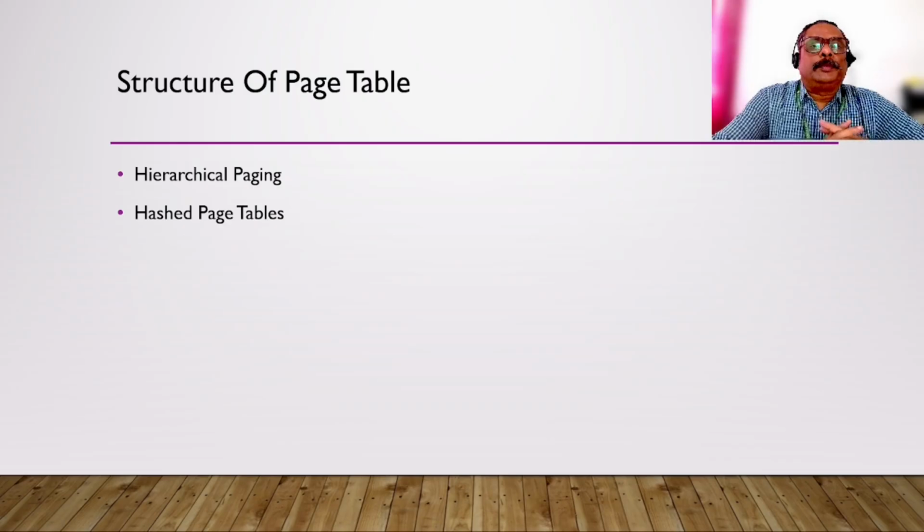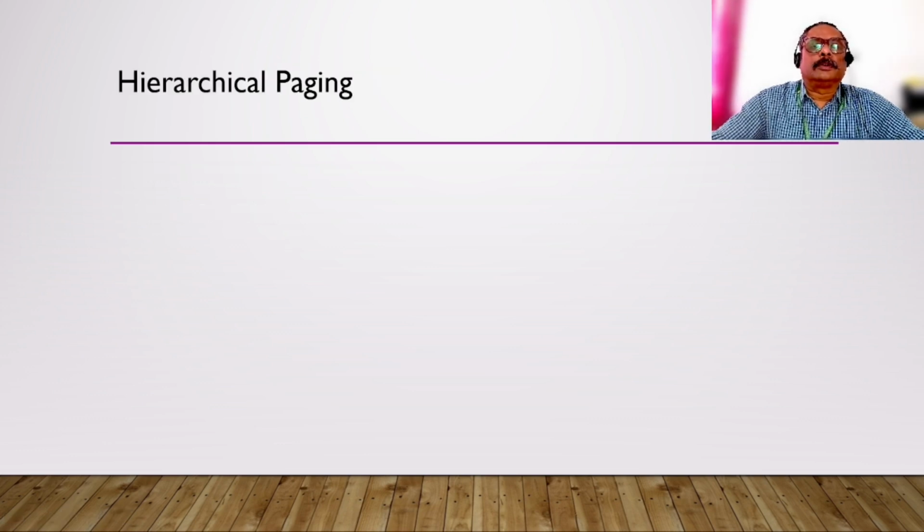Now looking at the page table, there are basically two types of structures. One is hierarchical paging and the other is hash page tables. Let's look at them one by one.